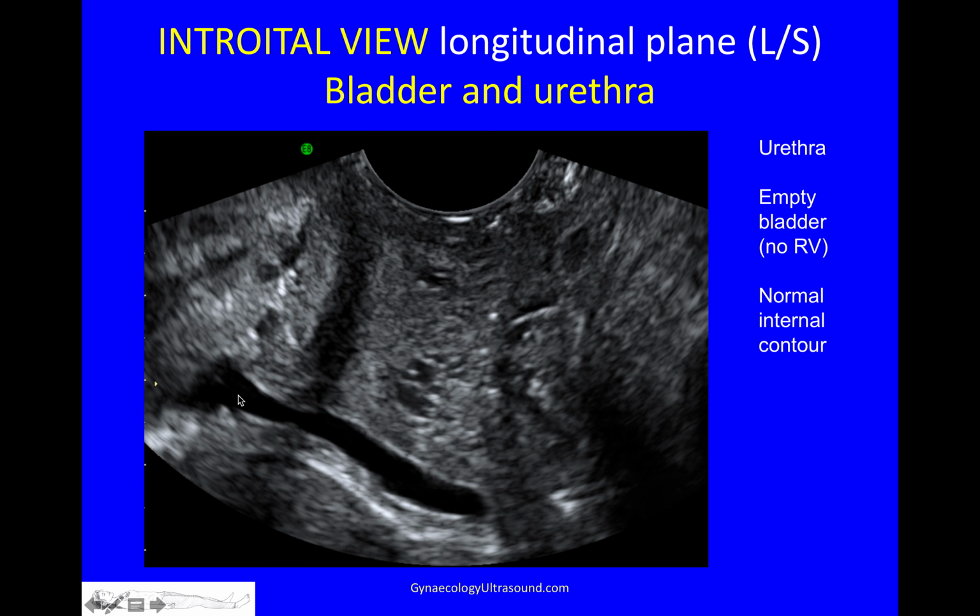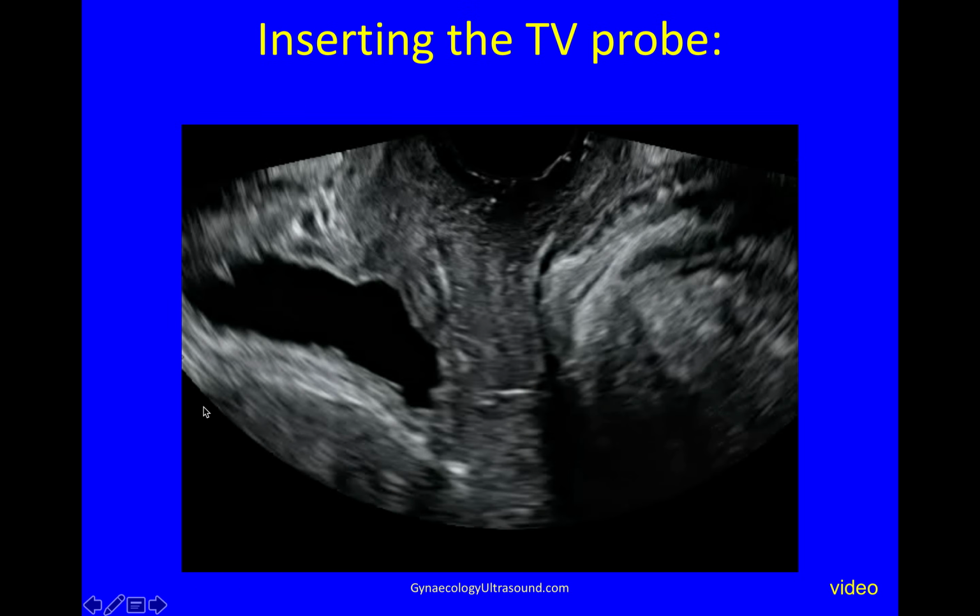And you need to comment on whether there's any residual volume in the bladder after emptying and whether the bladder wall itself is normal. And you can look again at the bladder at the very end of the scan because there'll be some urine in there by then.